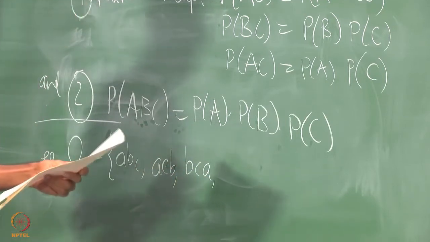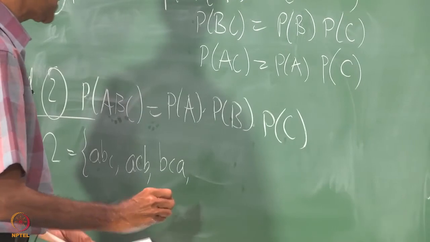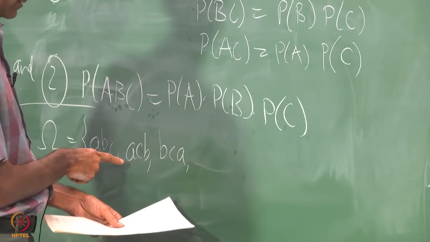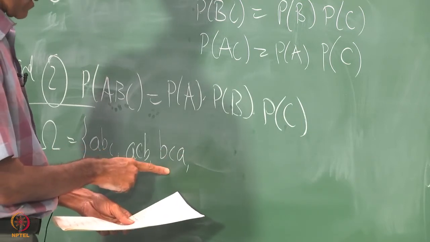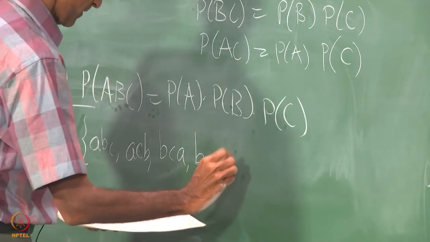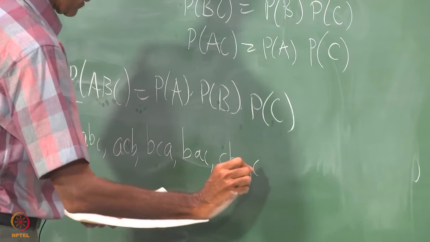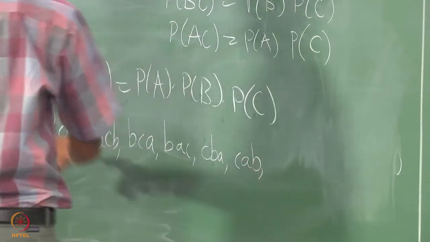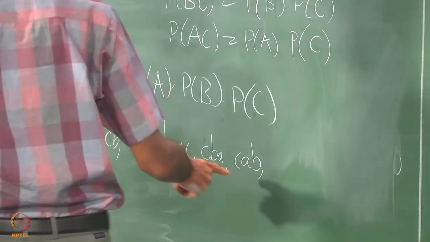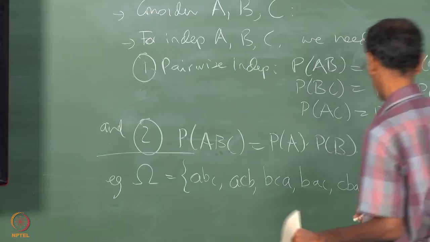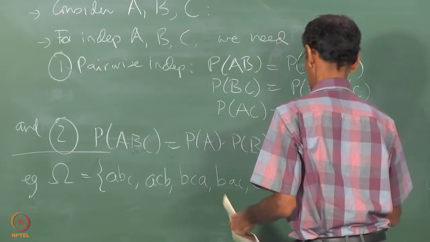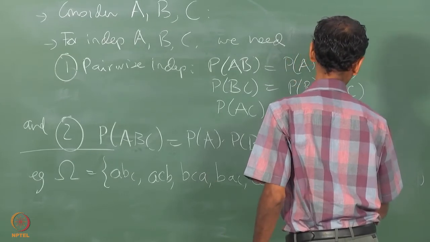How many strings? I have 9 strings, and the order is very important. A, B, C; A, C, B; B, C, A; B, A, C; C, B, A; C, A, B. So I have 6 of these: all 6 permutations of A, B and C are here. Then I have 3 more: A, A, A; B, B, B; C, C, C.